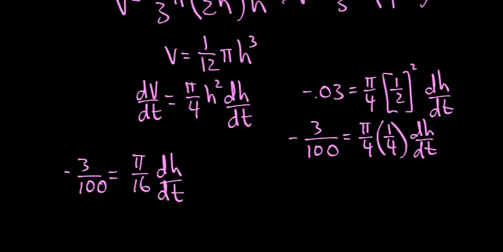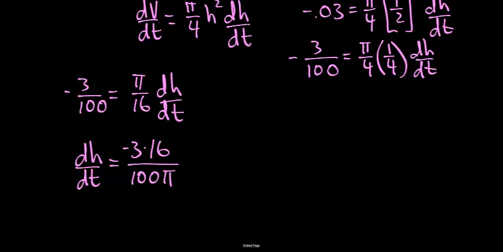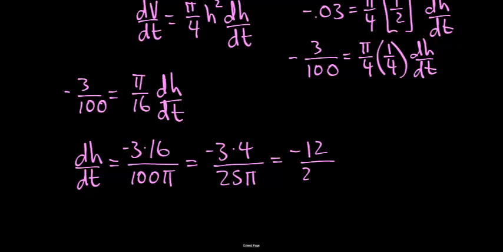Now I need to multiply both sides by 16 over pi to finish this off. So I get dH/dt equals negative 3 times 16 over 100 pi. We're almost done now. I just want to simplify it a little bit because notice that this 16 has a 4 in it and the 100 has a 4 in it. So this is negative 3 times 4. 4 will go into 16 4 times. 4 will go into 100 25 times. So look, here's what we've got: negative 12 over 25 pi.